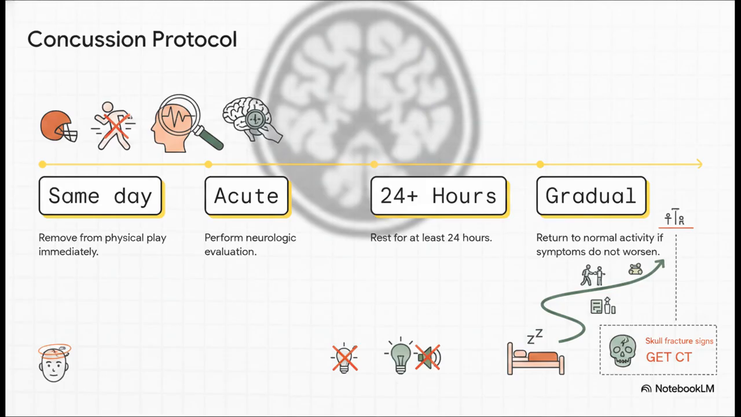And just to completely contrast this with severe TBI management, a severe TBI patient might actually develop paroxysmal sympathetic hyperactivity. Those are sudden, massive autonomic episodes of tachycardia, hypertension, and tachypnea. That's a totally different ballpark.